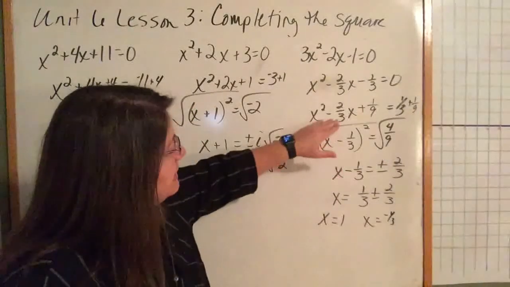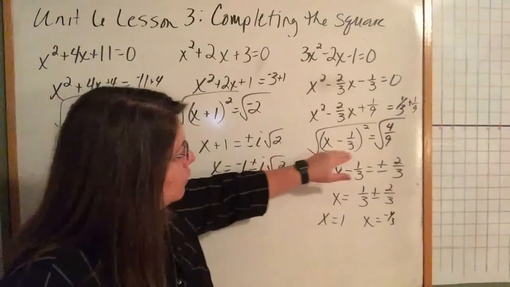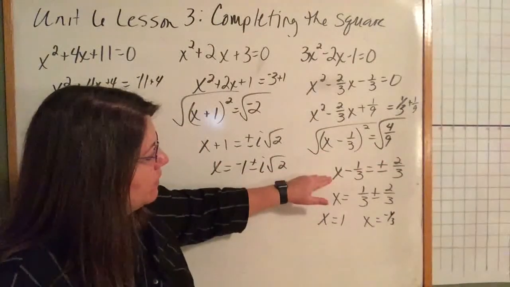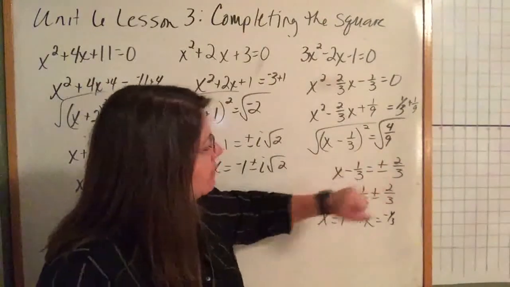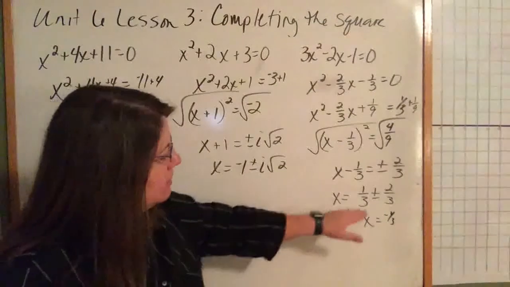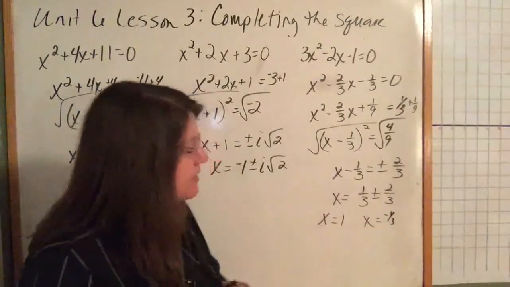Then when I factor this, I end up with x minus 1/3 squared. I take the square root of both sides. The square root of this side will be x minus 1/3. This side will be plus or minus 2/3. Then I add the 1/3 over to both sides. So 1/3 plus 2/3 is 1. 1/3 minus 2/3 is negative 1/3.